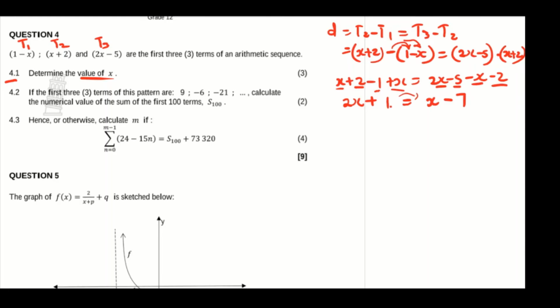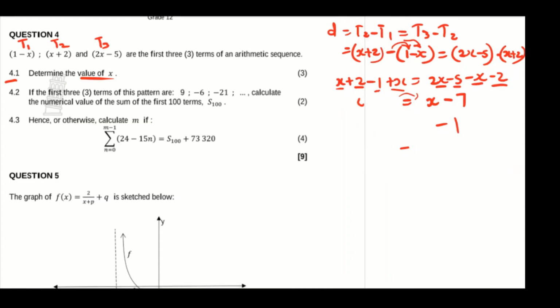Transpose the 1 to the other side and transpose the x to the other side. You have 2x minus x equals minus 7 minus 1, and you have x equals minus 8, right? So this is your solution for x. I know it's 3 marks, but yeah, you have to work for it.